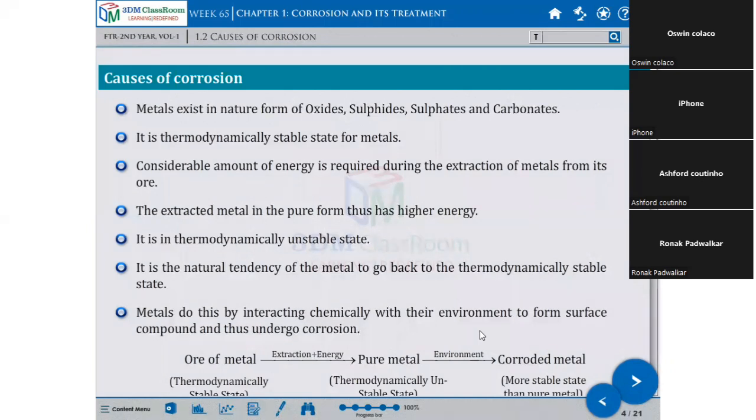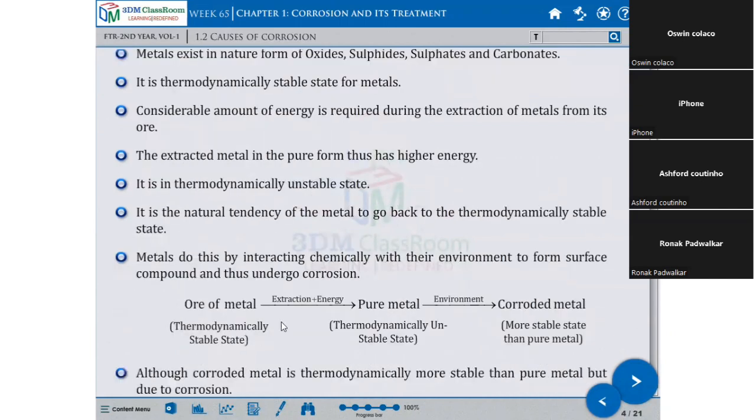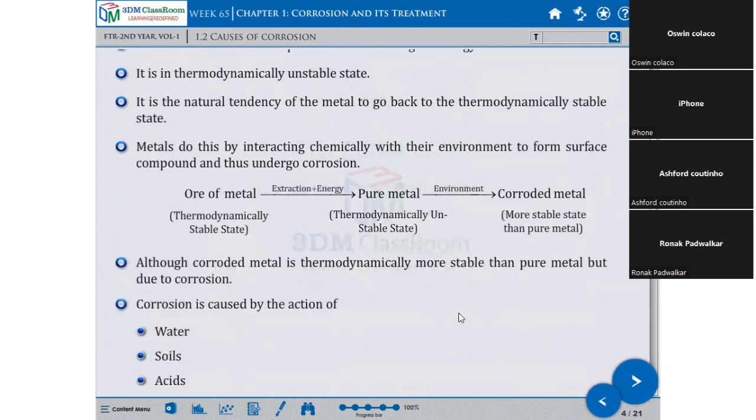It is a natural tendency of the metal to go back to the thermodynamically stable state. Metal does this by interacting chemically with the environment to form surface compounds and thus undergoes corrosion. Ore of metal is thermodynamically stable; extraction plus energy gives pure metal, which is unstable; with the environment it becomes corroded metal, a more stable state than pure metal.